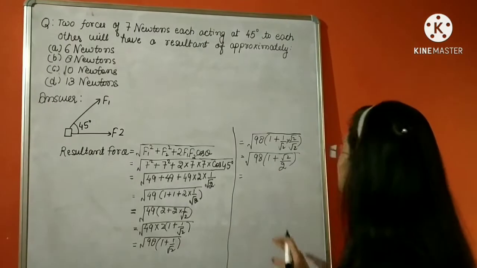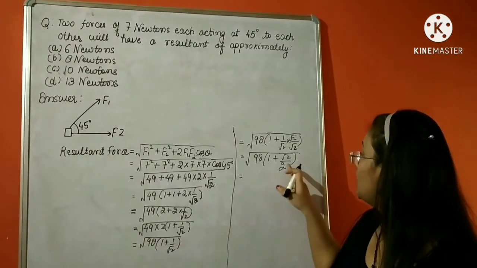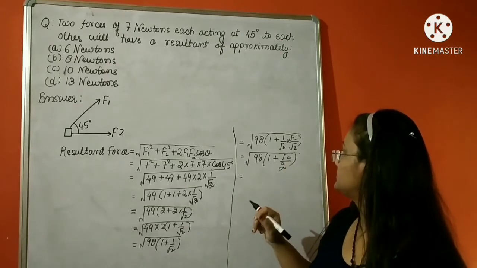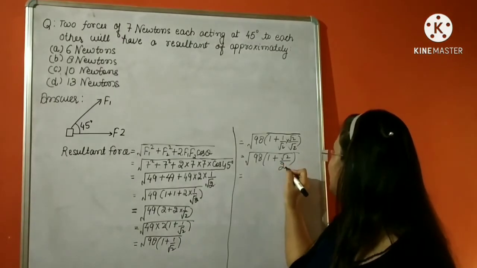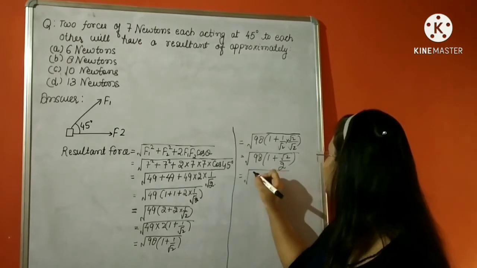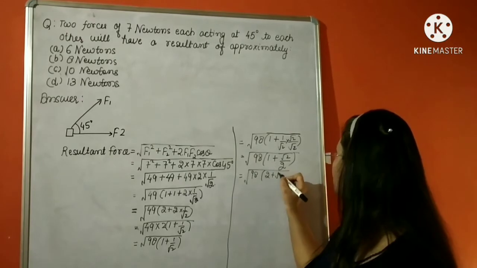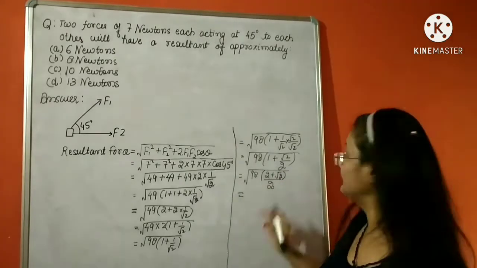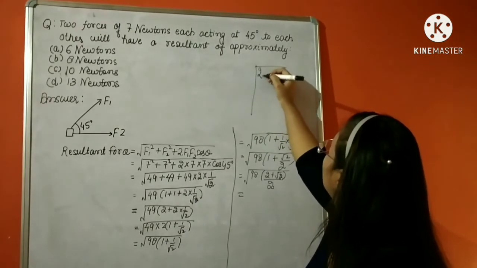So now we have to find out the value of what? Root 2. Better we will take 2 out of here, so it will ultimately become 98 into 2 plus root 2 by 2. Now we can find the value of root 2.